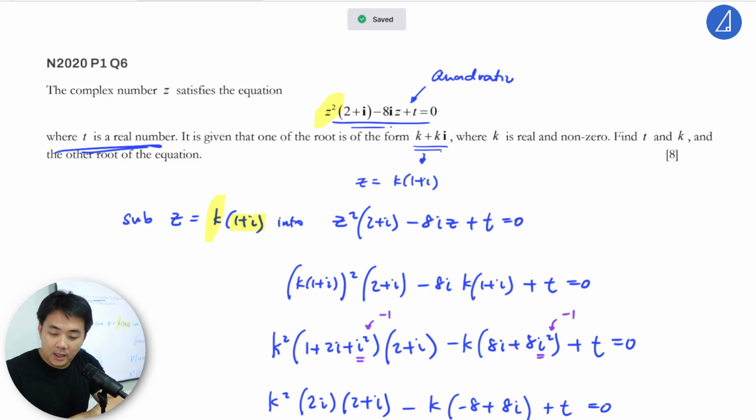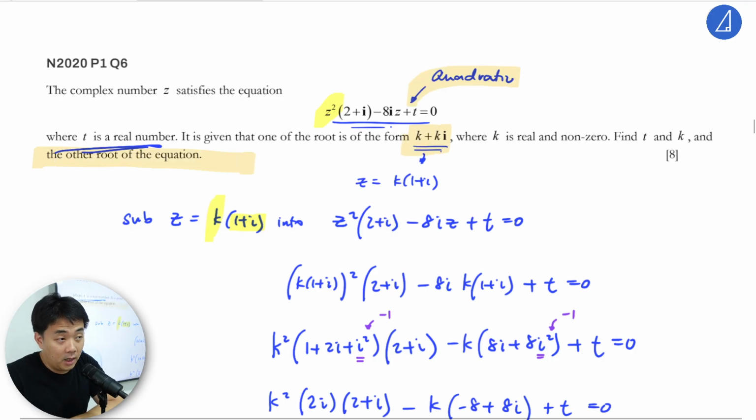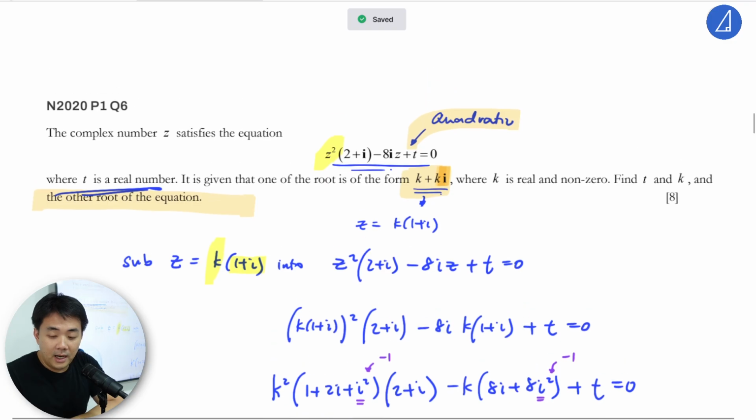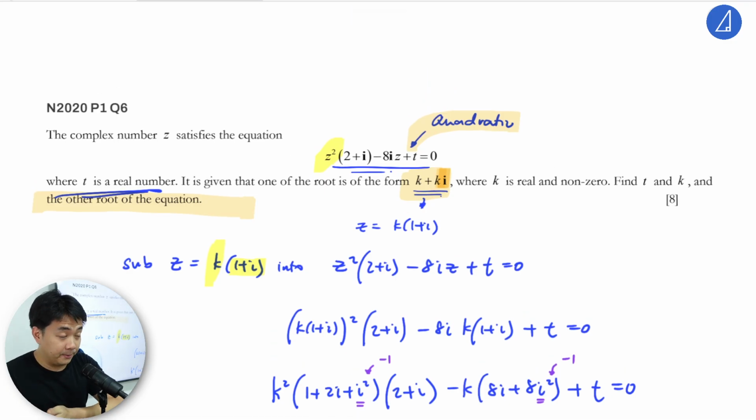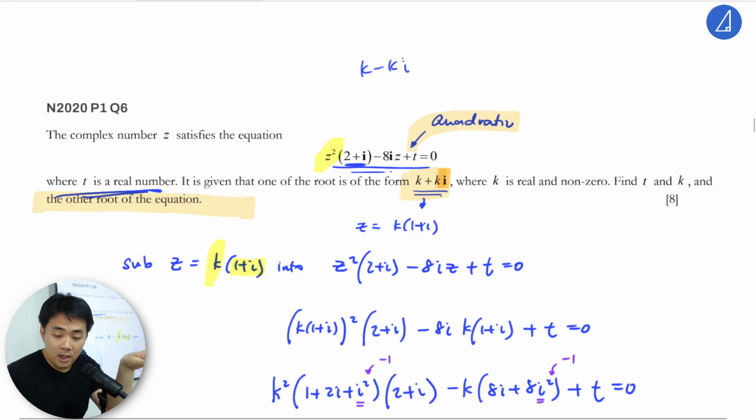Then I want to solve for the other root of the equation. Looking at this quadratic equation, I have solved for k already. I know that the other root would be imaginary. It's not the conjugate roots theorem because this one has complex coefficients. Once you have a complex coefficient, you cannot use the conjugate root theorem. You cannot just say k minus ki is also a root. No, it's not.